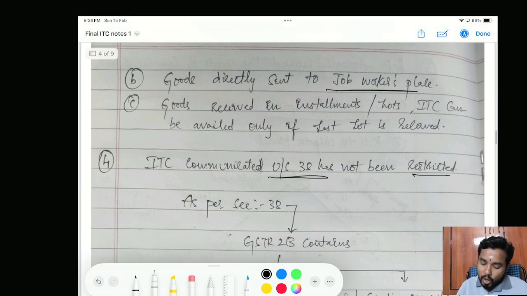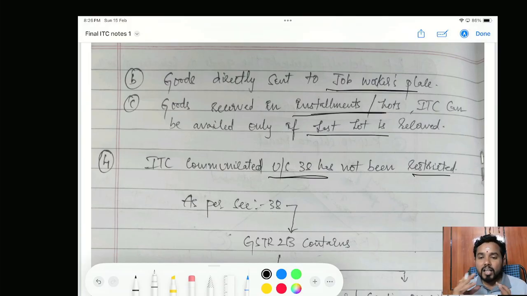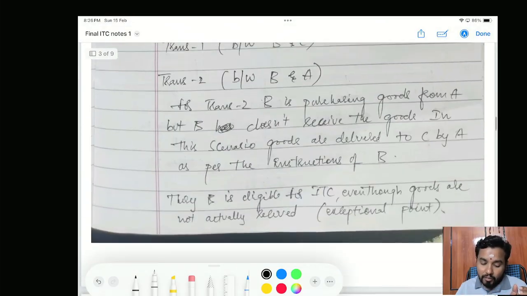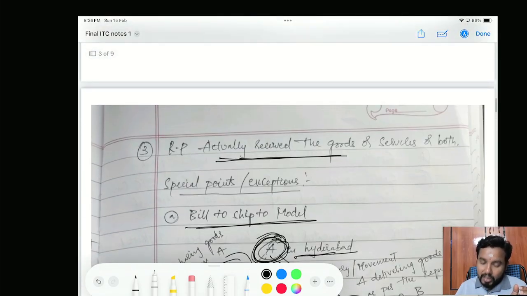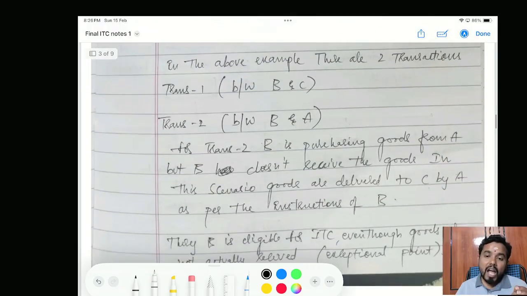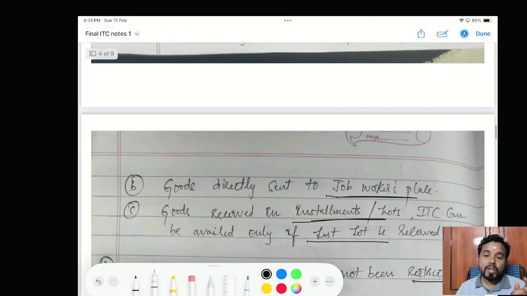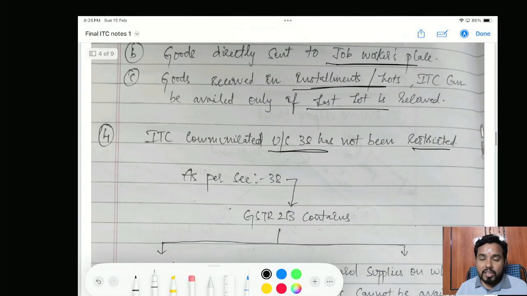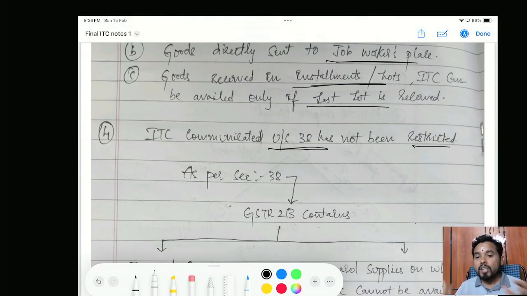Also, for goods received in installments or lots, ITC can be availed only if the last lot is received. Suppose I am receiving the goods in 4 lots. When should I consider that the condition of the goods having been actually received has been satisfied? Until you receive the last installment, you cannot consider that the condition was satisfied. So technically you can avail ITC only after receiving the last lot. I hope this is clear.